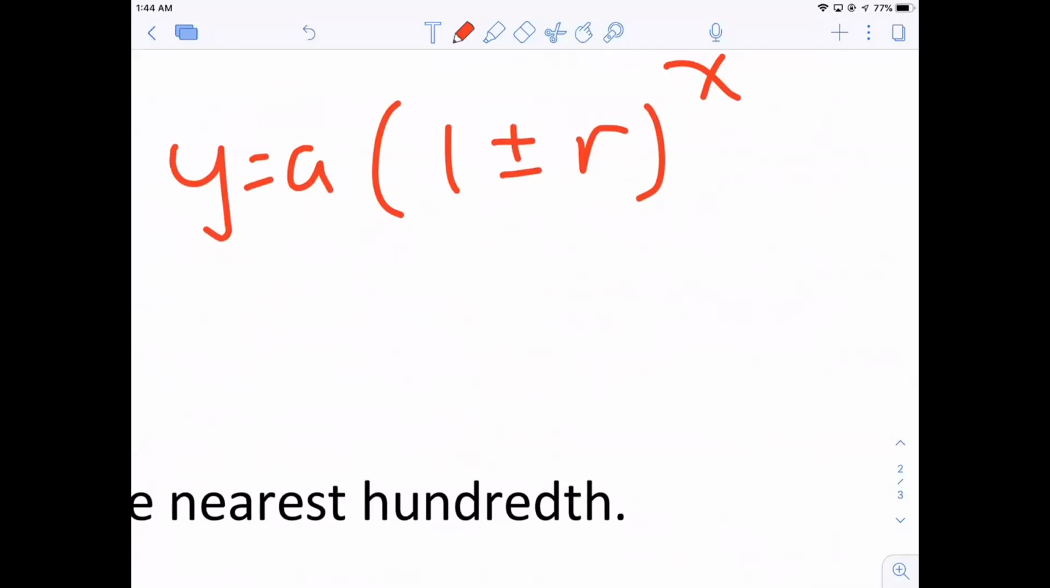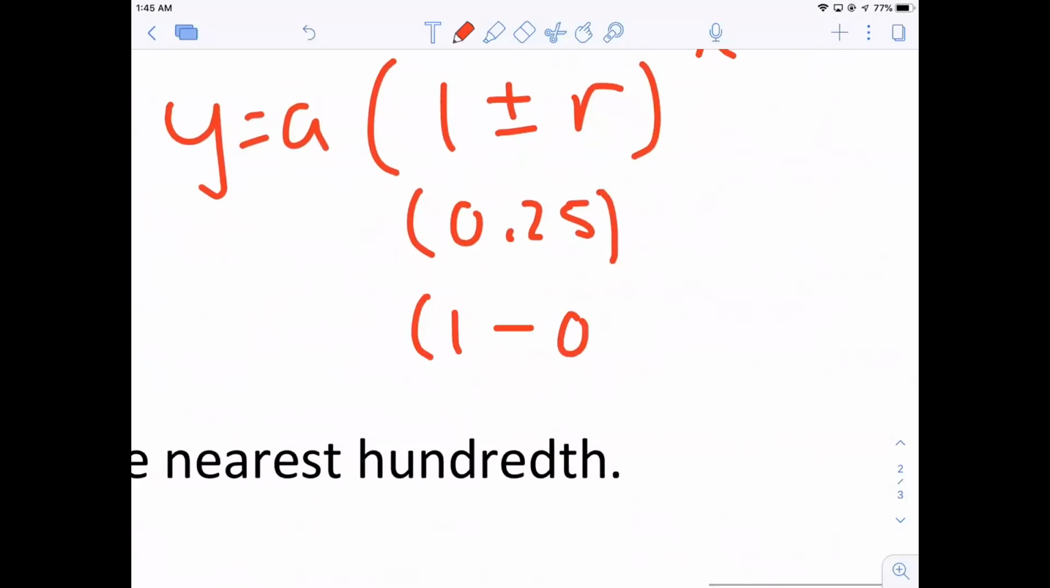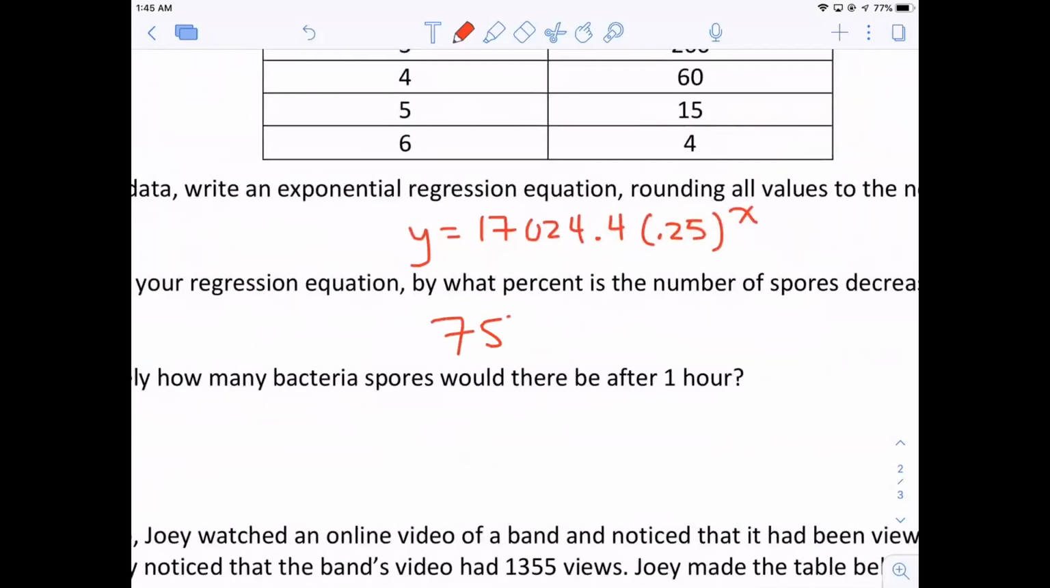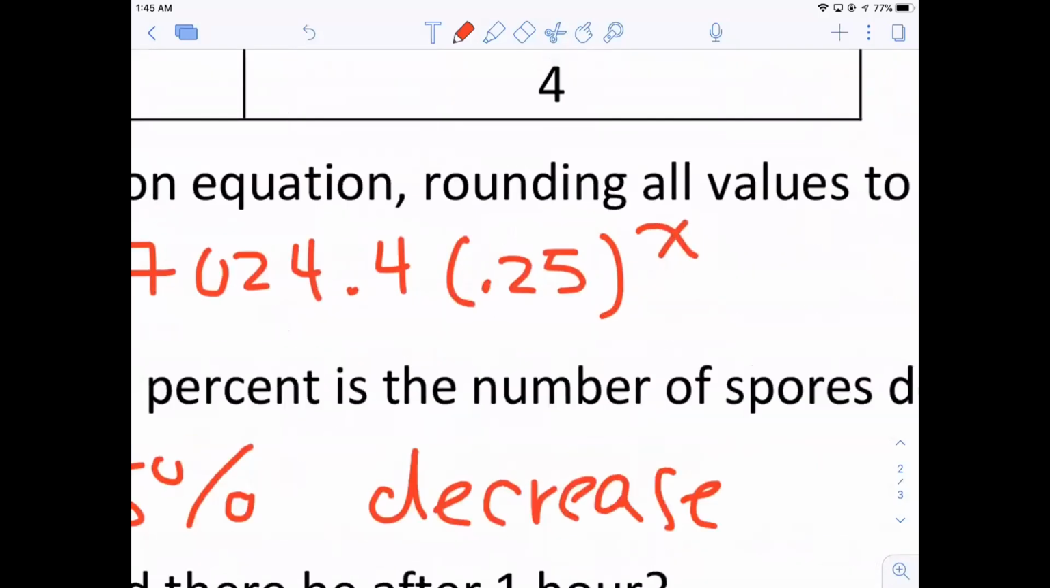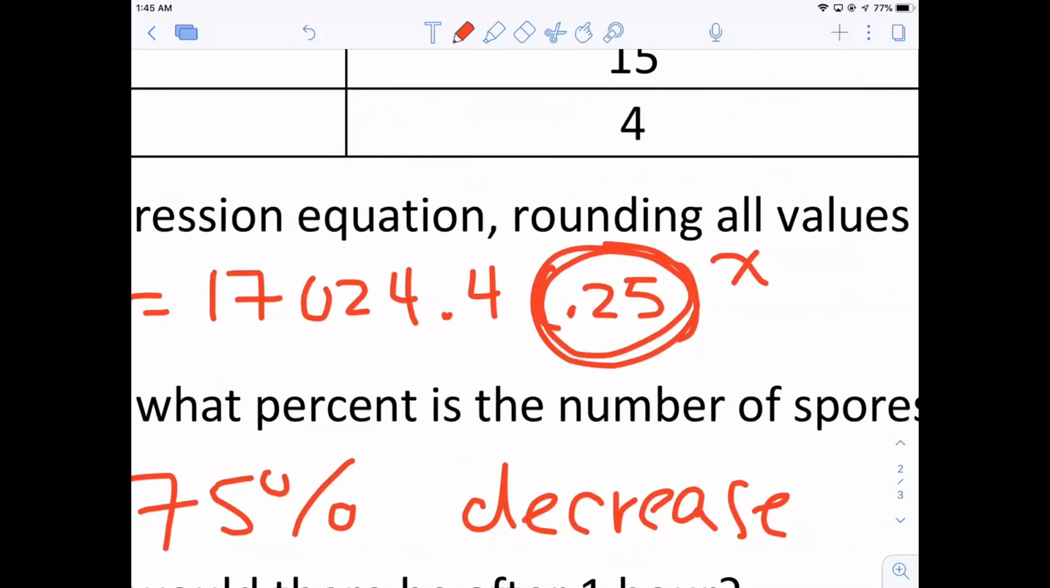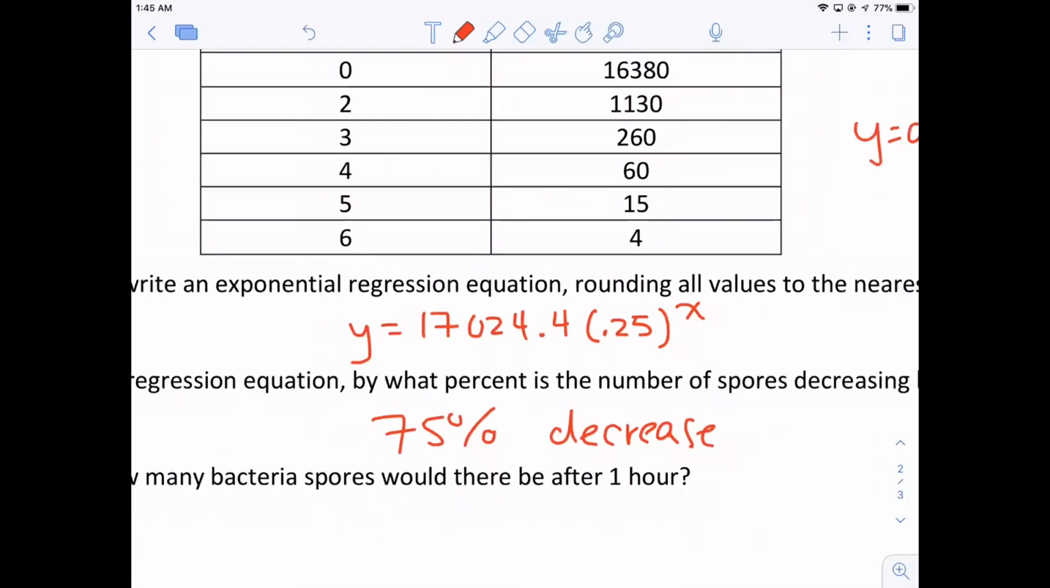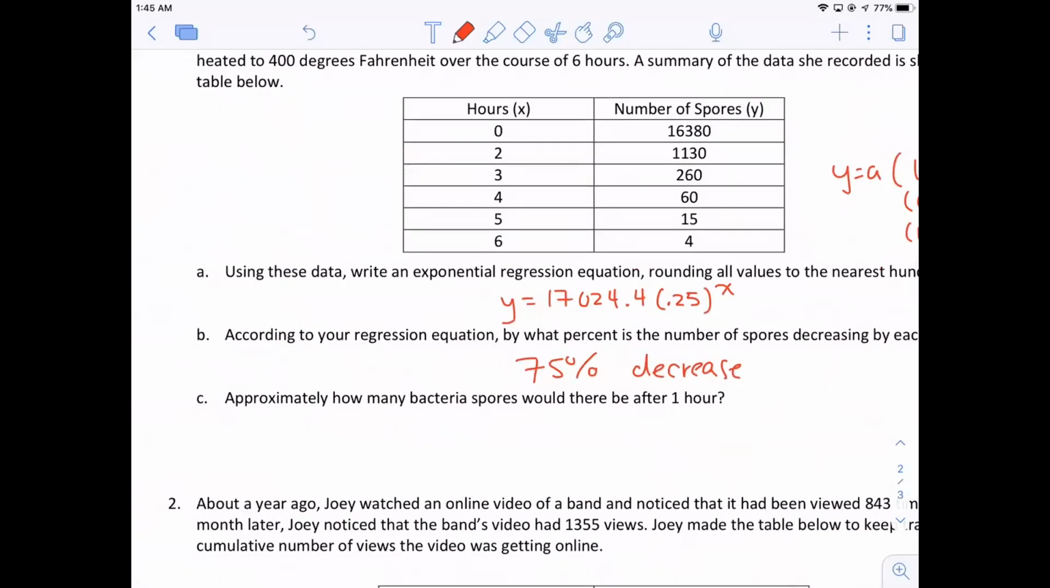To get 0.25 inside this parentheses here, doesn't that come from 1 minus 0.75? So it's really a 75% decrease, right? A 75% decrease. The other way to think about it, if you remember, each time we're multiplying by 0.25. In other words, we have 25% of what we have after each hour. So if we have 25% of what we had before, we're losing 75%. It's a 75% decrease.